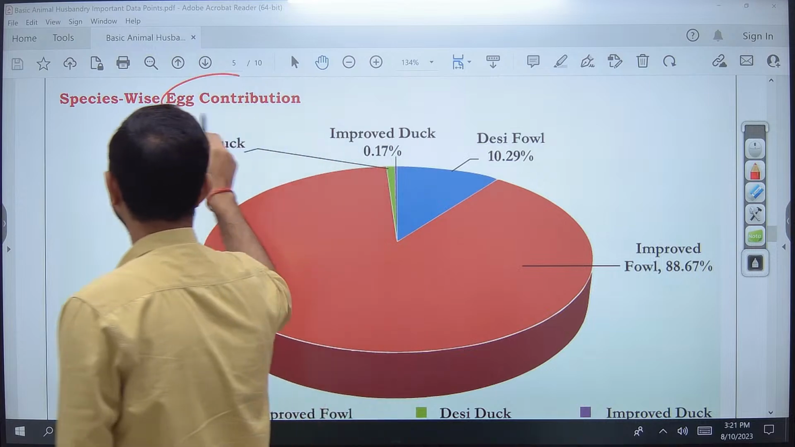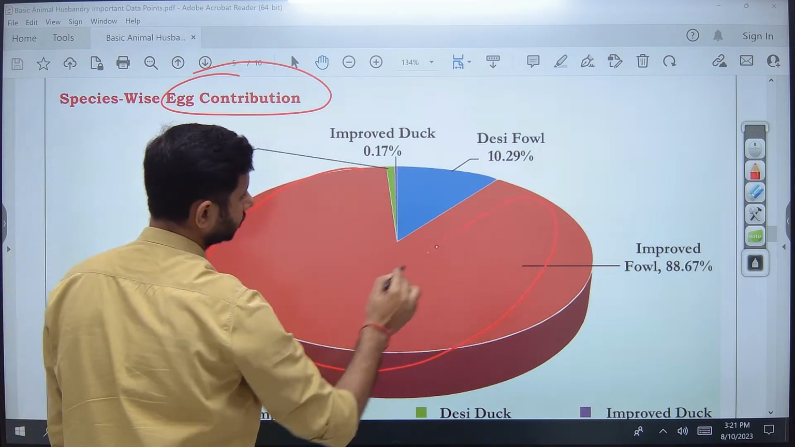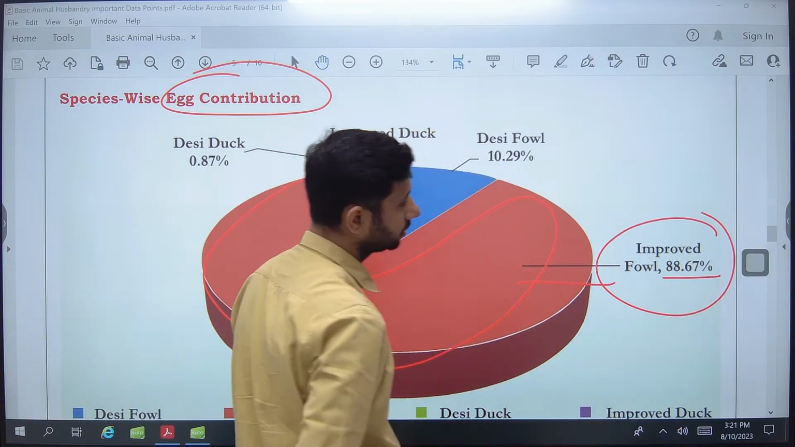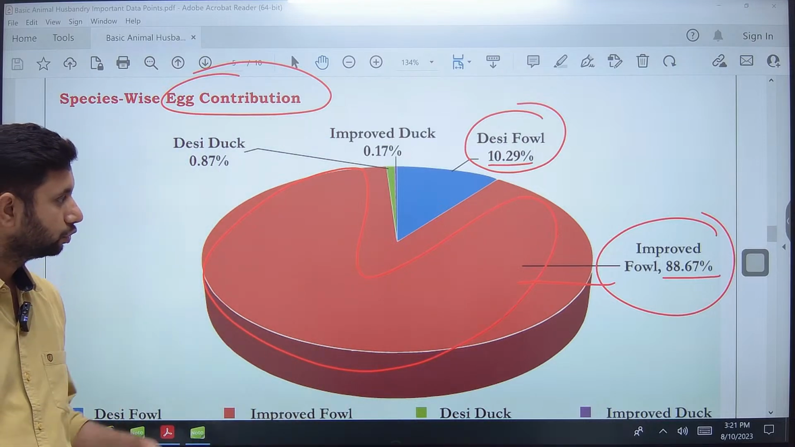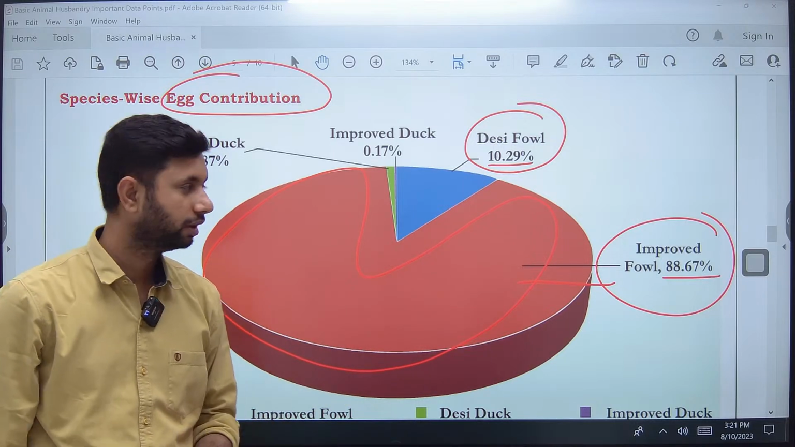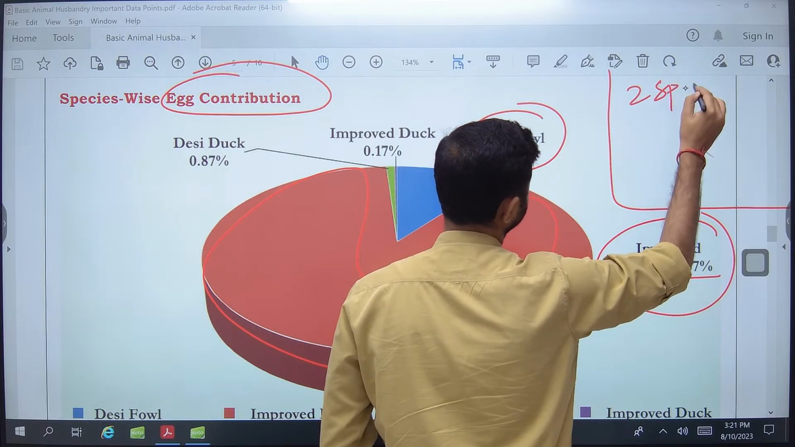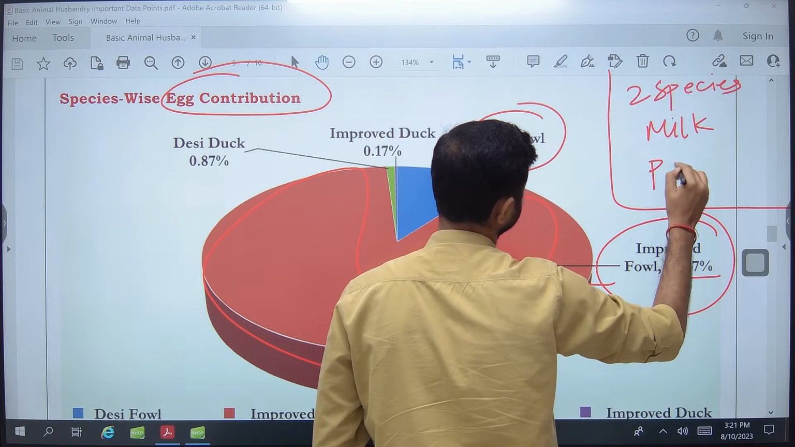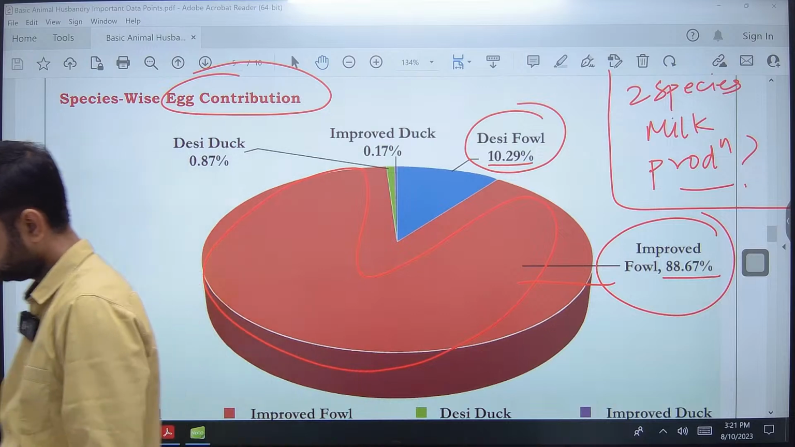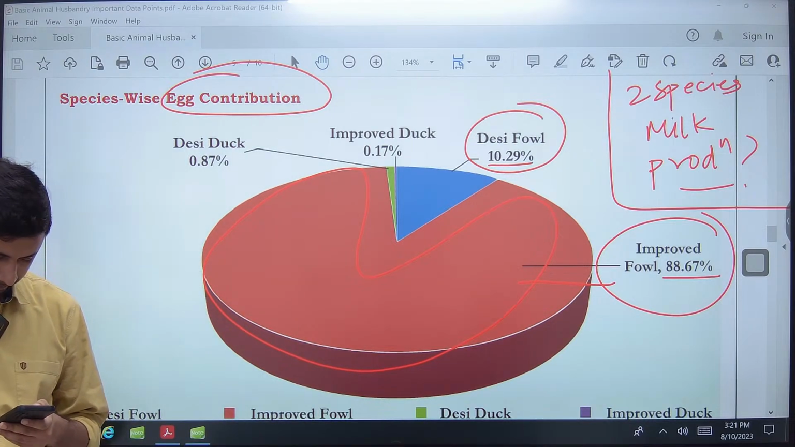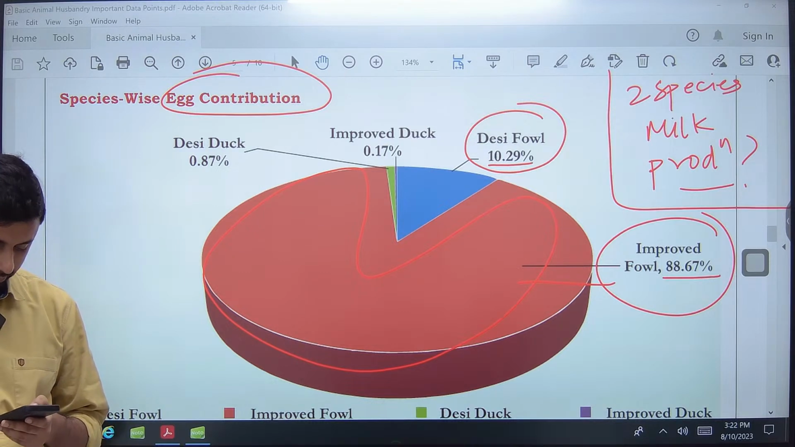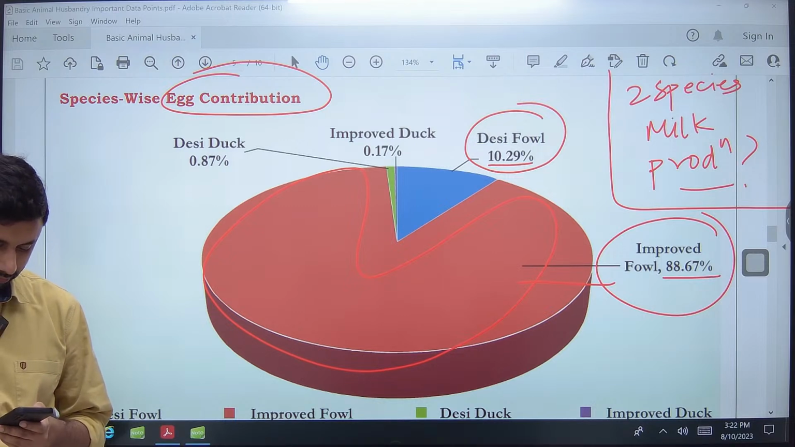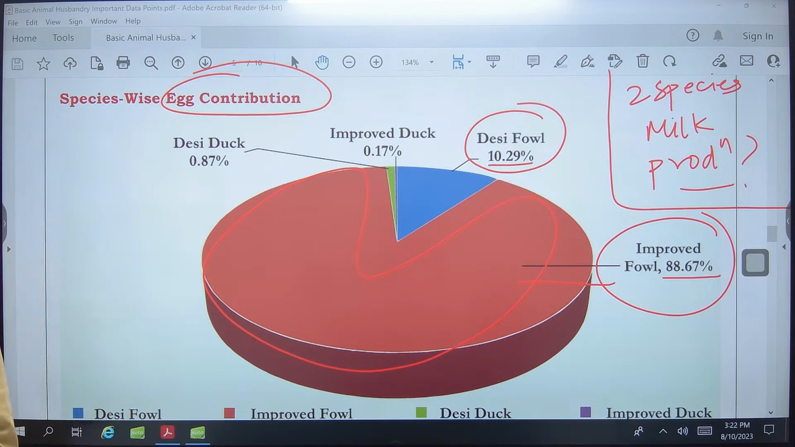Next is species wise egg contribution. So you can see from this, the biggest chunk is contributed by improved fowl, 88.67%, and after that desi fowl, 10.29%. So these are the top two important species with respect to egg production. Can anybody tell what top two species there were in case of milk production? Kirti says indigenous buffalo. Yes. What was the second one? Cow crossbreed. Yes. Good. Well done.